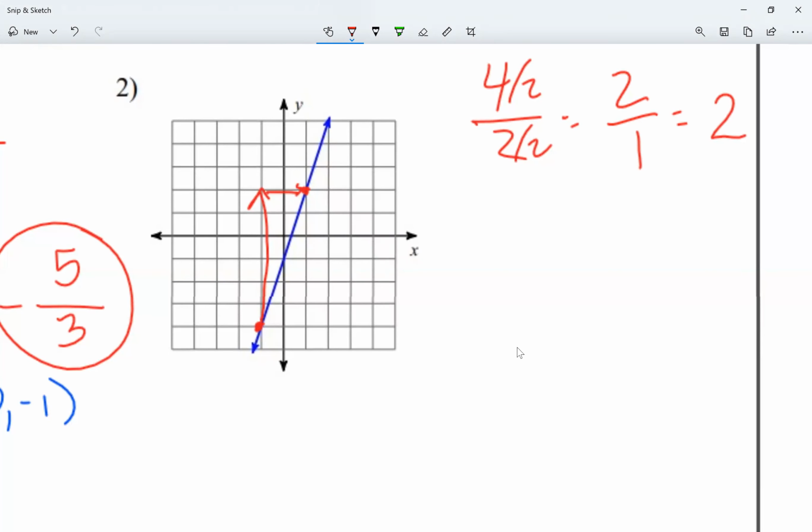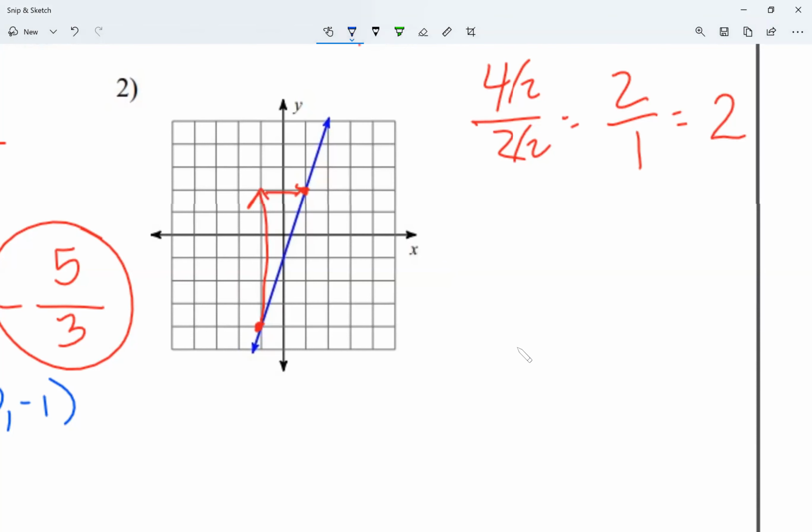I know at the very beginning I had points to choose from. Remember, there were 4 points on the graph, and then I said choose 2 points. It doesn't matter which 2 points you choose. Once we simplify the slope, we get the same thing.